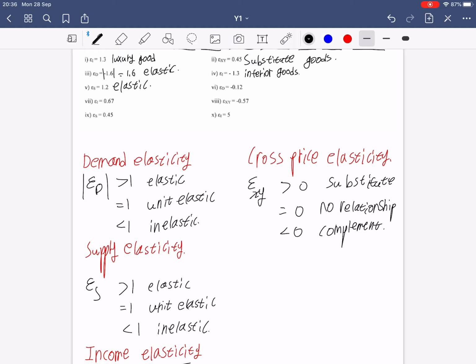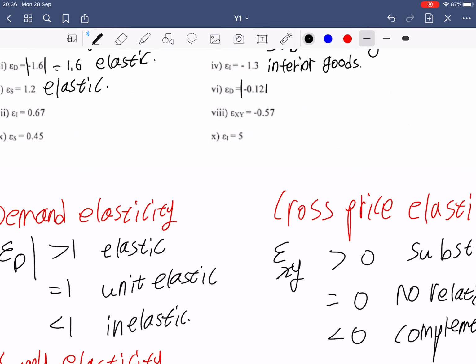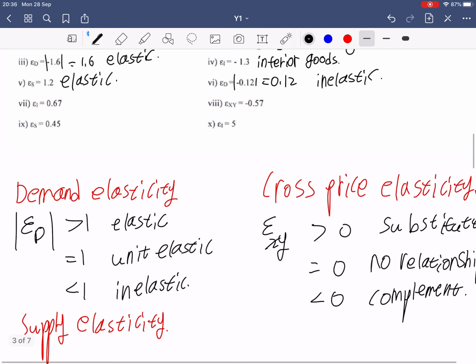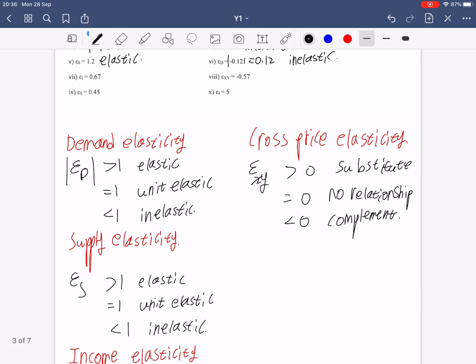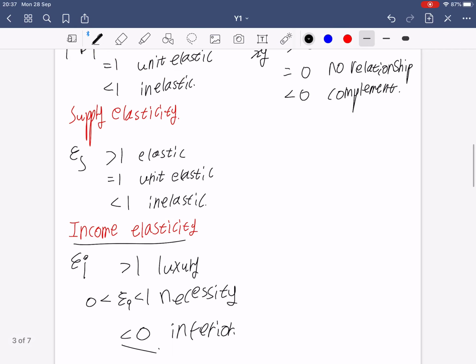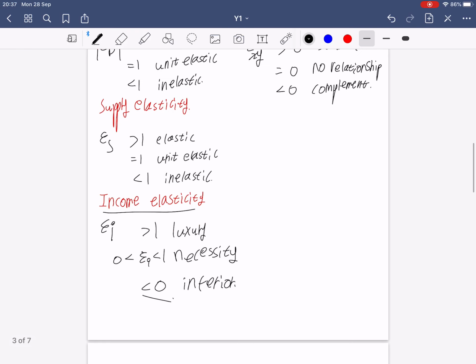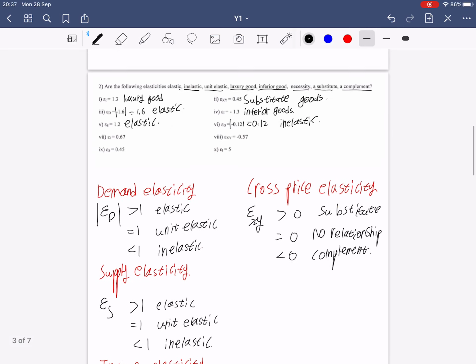In question 6, ED, we also use absolute value for demand elasticity. Here you put absolute here, which is going to be 0.12, and we can see that it is smaller than 1, so it must be inelastic goods. Inelastic. So for the EI here, income elasticity 0.67, which is between 0 and 1, so here it must be necessity goods.